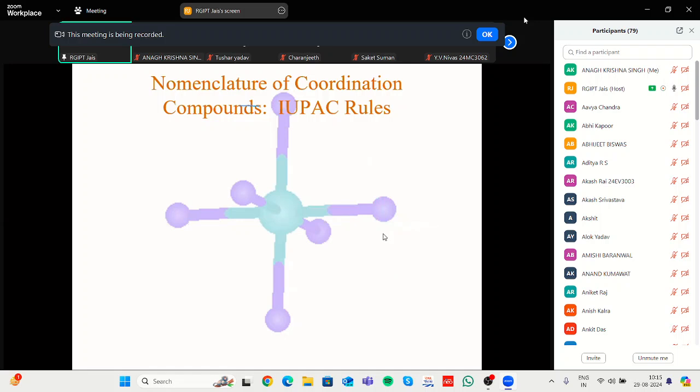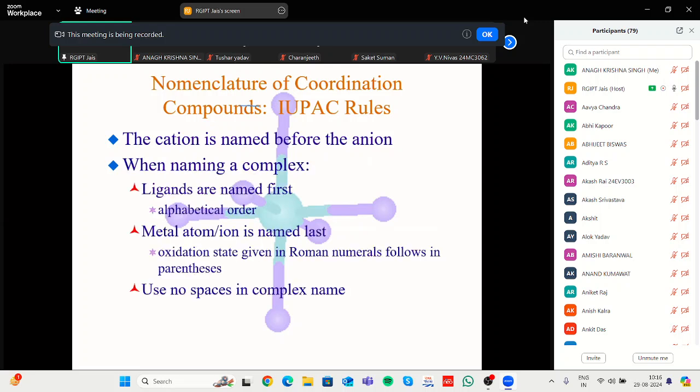Then the next concept is IUPAC nomenclature, but this is not in your syllabus. You have already studied the IUPAC nomenclature of coordination complexes, but we will generalize how we name them. First of all, there are the cation and anion, the two types of metal that exist in coordination complexes. The naming of a complex is based first on the ligands attached to the central metal atom, in alphabetical order. After that, the metal ion is named last.